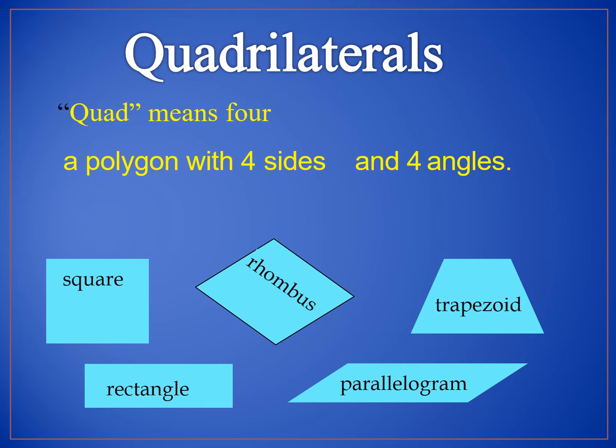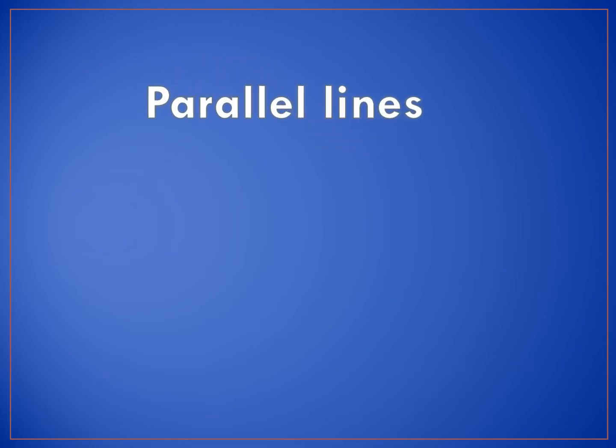Okay. After that, we want to know the properties of each shape here: the square, rhombus, trapezoid, rectangle, and parallelogram. But before that, I want to revise with you the parallel lines. Yes, of course, you know, guys, that parallel lines never intersect, never meet.